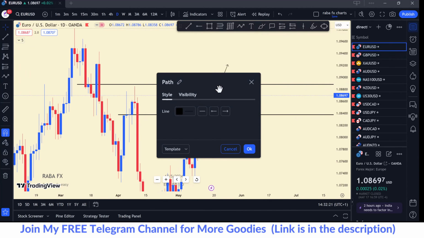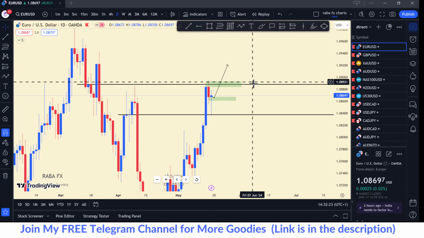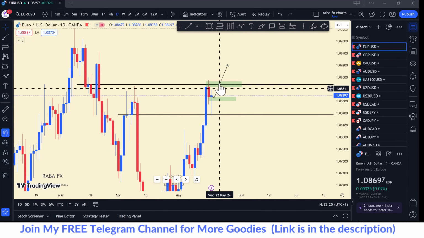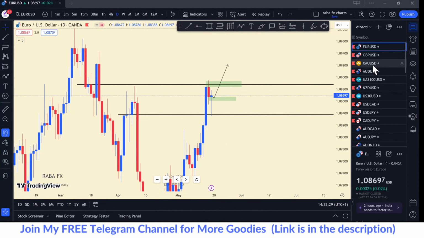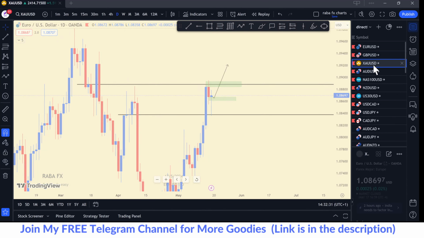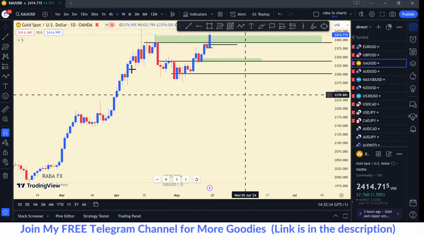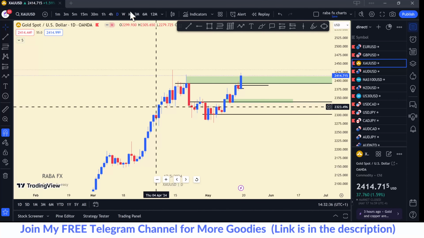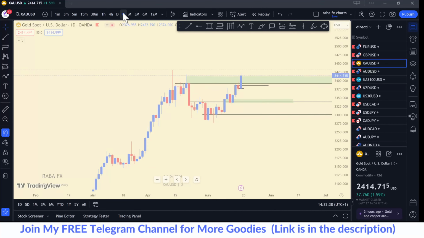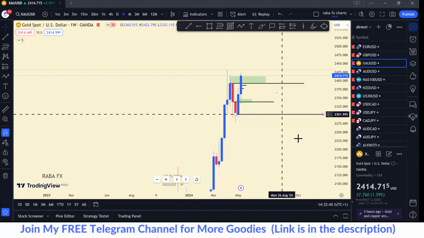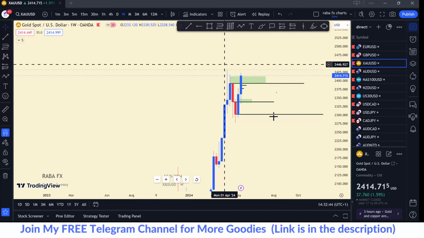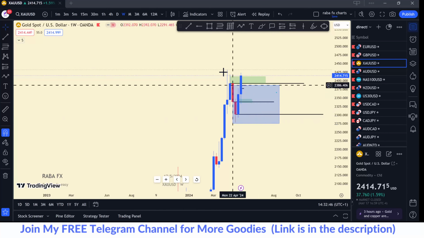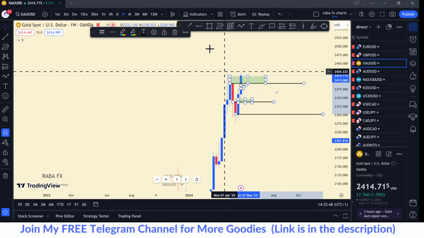But in the meantime, let's be careful of this obstacle. All right. So this is what I can see. Then gold. Looking at gold. Also, now you can see at first I was also looking for a potential short on gold.